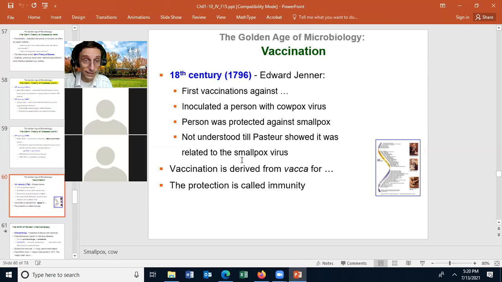The word vaccination is actually derived from the word vacca, which is a word meaning cow. I think it's Latin for cow. And that's coming from the cowpox virus being used as a vaccine against smallpox. And then the protection that we get from a vaccine is called immunity. Any question about any of that?